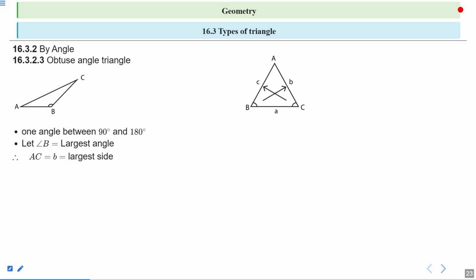Now we can label the sides opposite the angles. So BC is a, AC equals b, and AB equals c, the lengths of the sides. Let C be the smallest angle, so AB equals c, the smallest side.